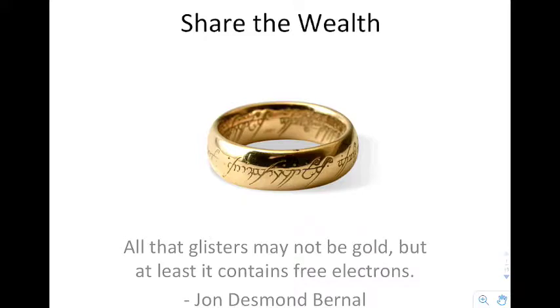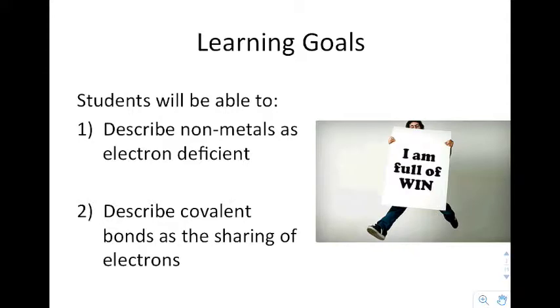Welcome to the third presentation in Unit 4 entitled Share the Wealth. It says, all that glitters may not be gold, but at least it contains free electrons, and that's John Desmond Bernal. So, the learning goals for this presentation are that students be able to describe nonmetals as electron deficient, and describe covalent bonds as the sharing of electrons between nonmetals.